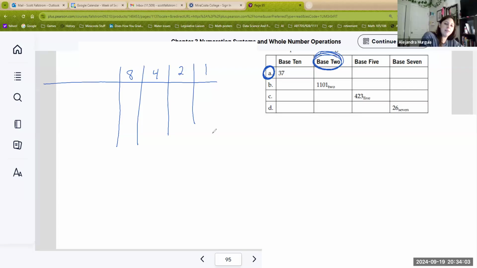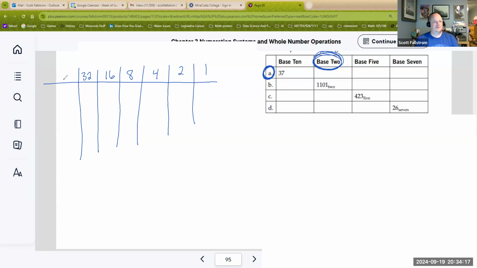37. Okay, so this is up to you. If you don't want to go any further, okay. No, 16. 16. And then 32, I believe. Okay. Then just double it. You got this. Just double 32. 64. There we go. All right.